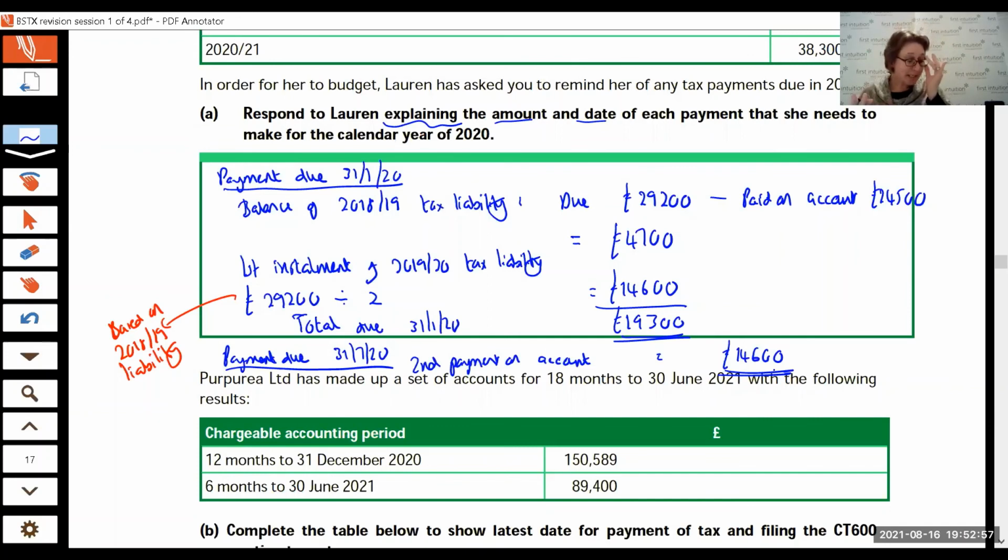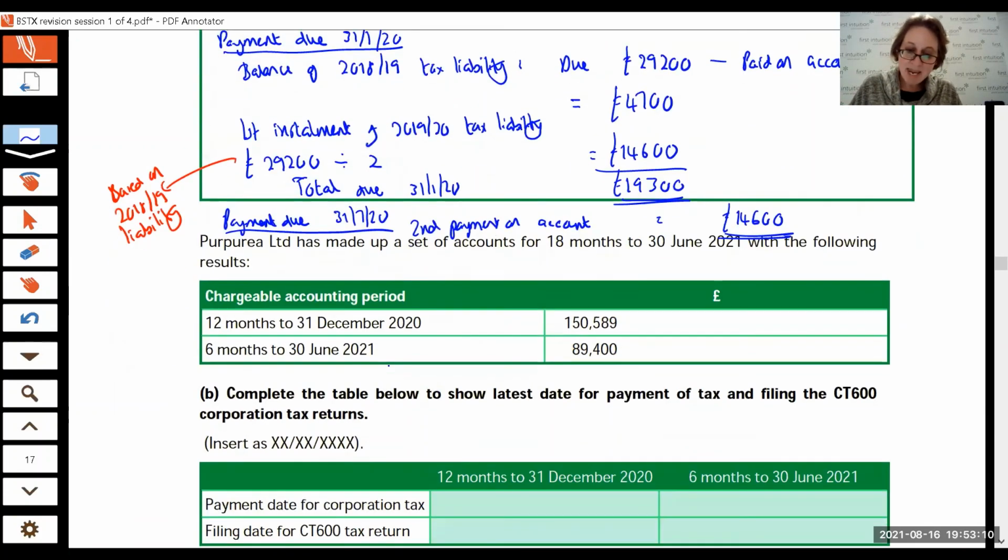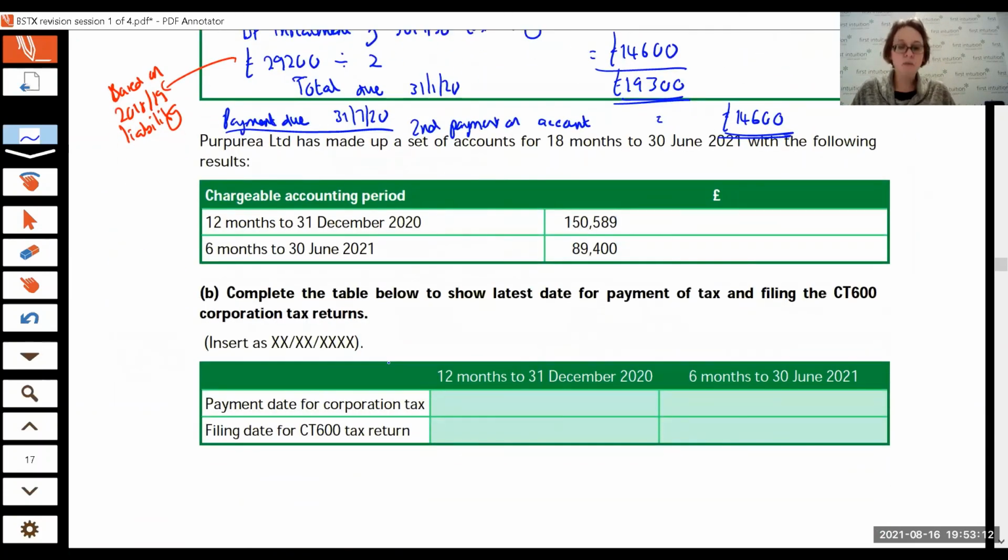Now, the nice thing about this question in terms of a revision is that that was Lauren. Lauren is an individual, as in a sole trader, and then we've got the sole trader rules. We then go on to part B, where we move into companies. So we've got sole trader and company within the same question, so we get to revise both. How great is that? So Perea Limited has a set of accounts for 18 months to June 2021.